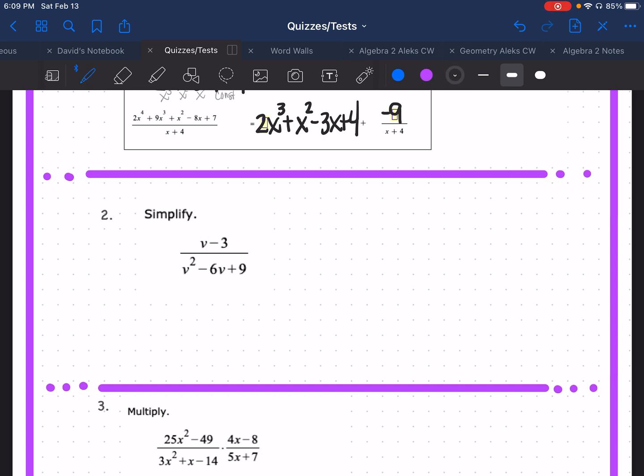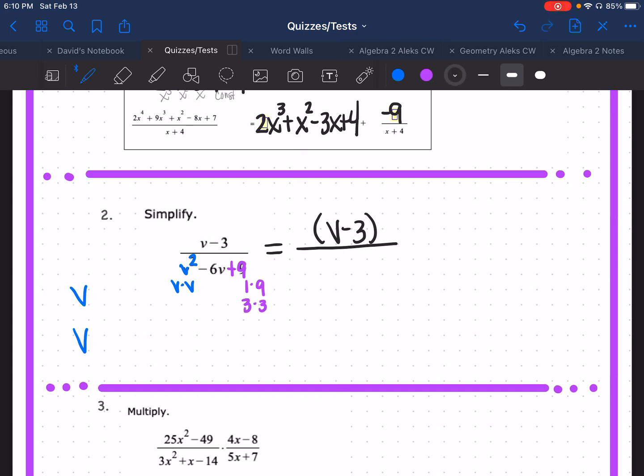Now, the numerator of this particular rational expression is already in factored form. I'm just going to put it into parentheses. So that means I'm going to take my denominator polynomial, and v squared is v times v. So I'm going to put it over here, v over v. And then I'm going to look at my c term, which is 9. It could be 1 times 9, or 3 times 3.